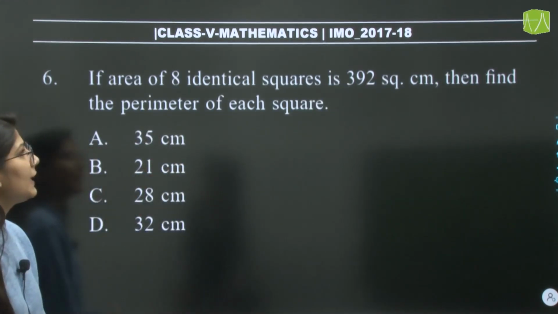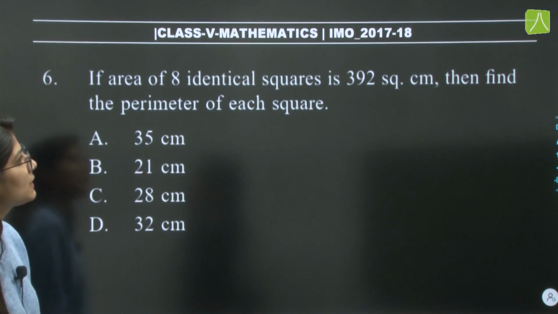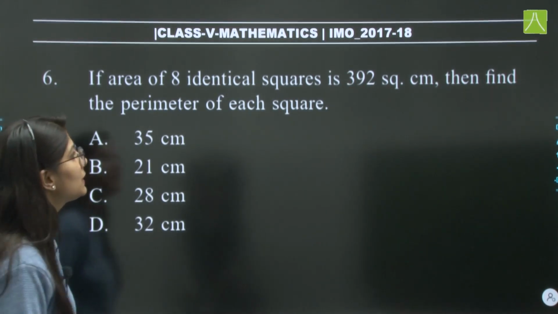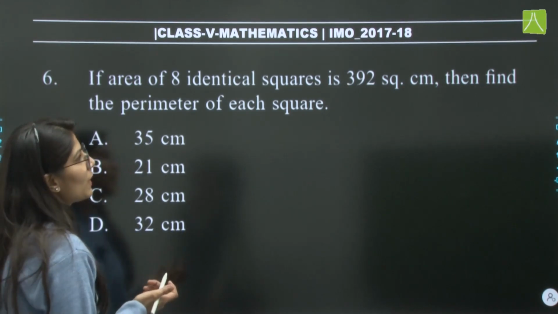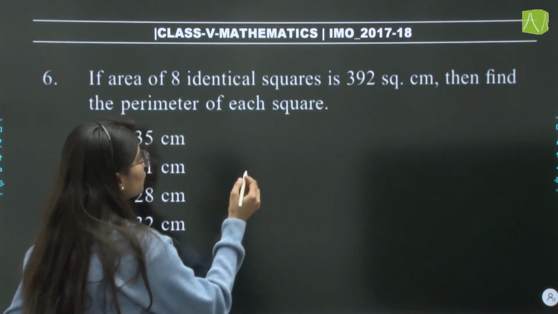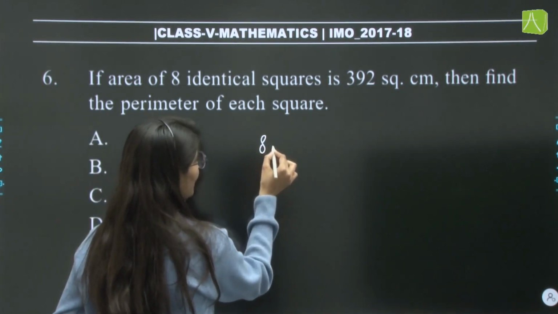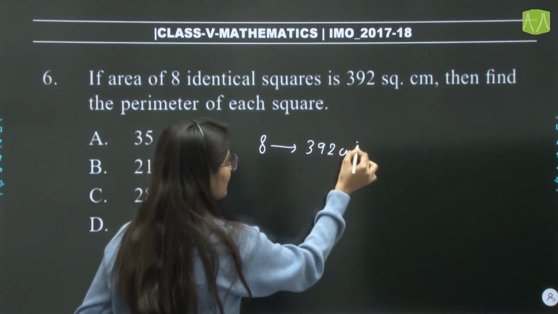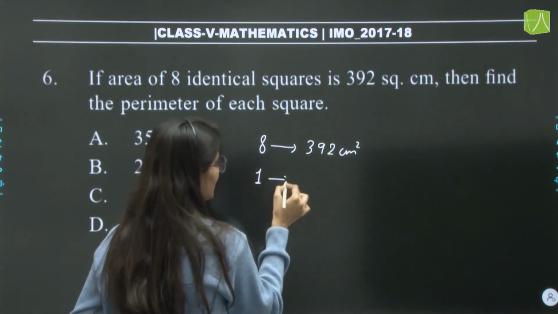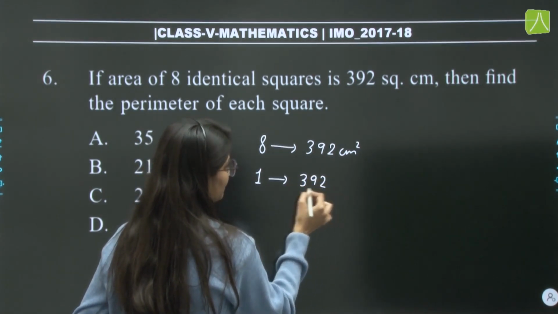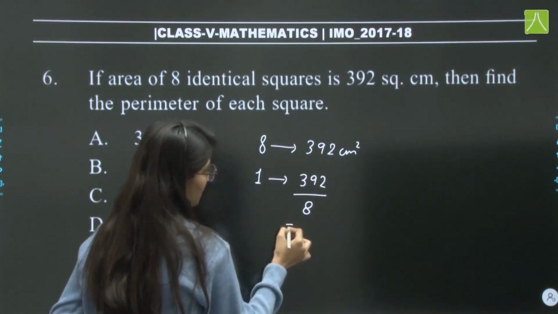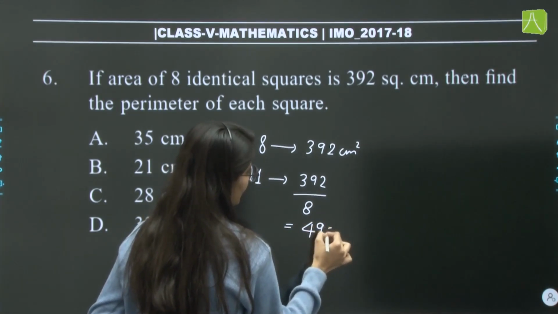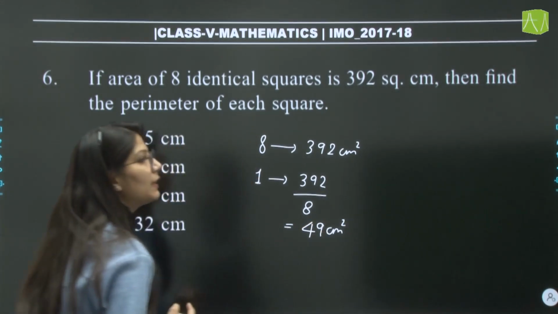If area of 8 identical squares is 392 square centimeter, then find the perimeter of each square. So first, let's find out the area of one square. So if area of 8 identical squares is 392 centimeter square, the area of one square will be 392 divided by 8. It's 49 centimeter square. So this is the area of one square.